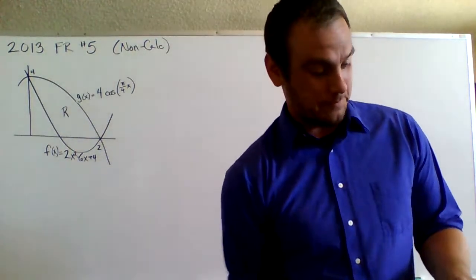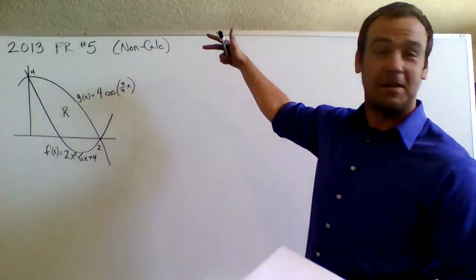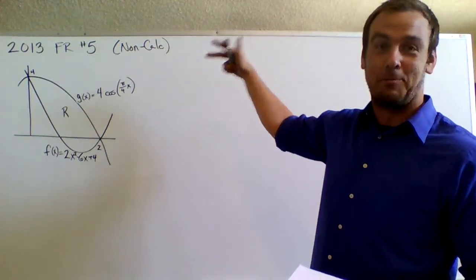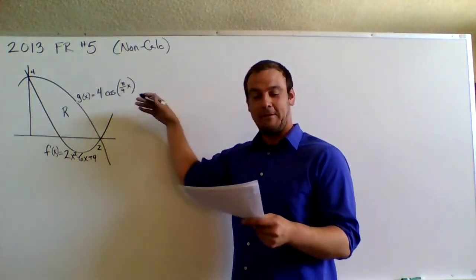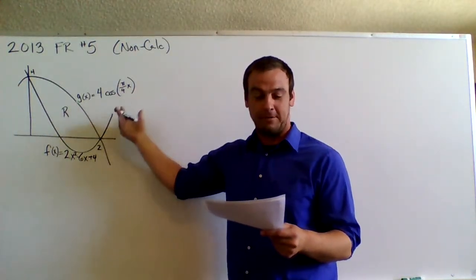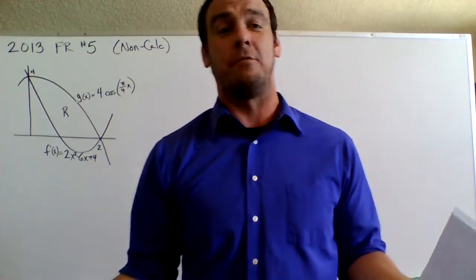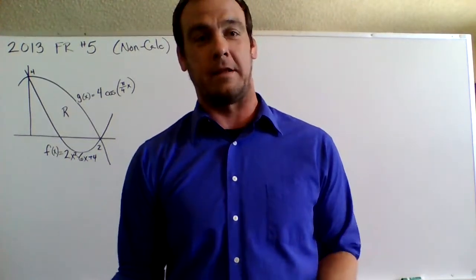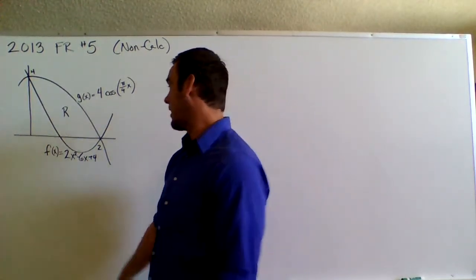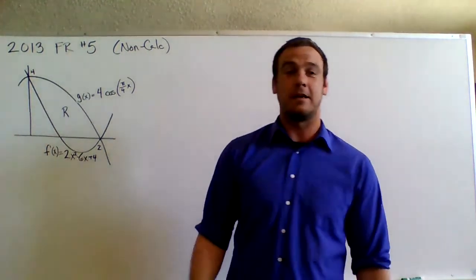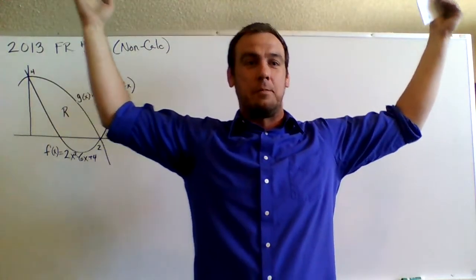All right, so we got 2013 number 5. This is non-calculator. So part A, I'm just telling you right now, really sucks. So we have an equation f of x. We have an equation g of x. It doesn't tell you on your graph which one is which, so you need to have some kind of sense of graphing. Okay, f is a quadratic with a positive leading coefficient, so it should be opening up.